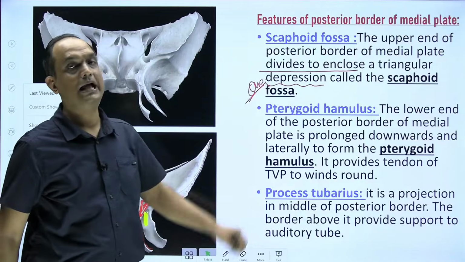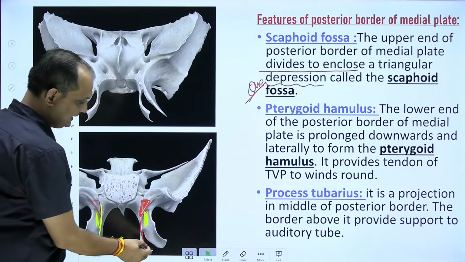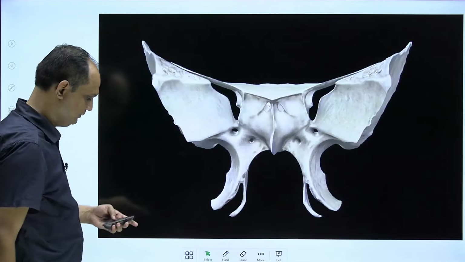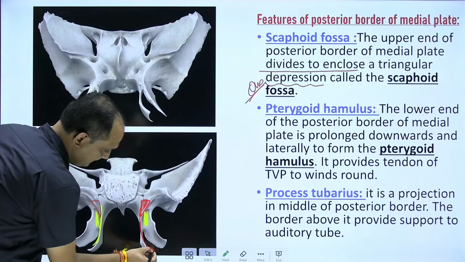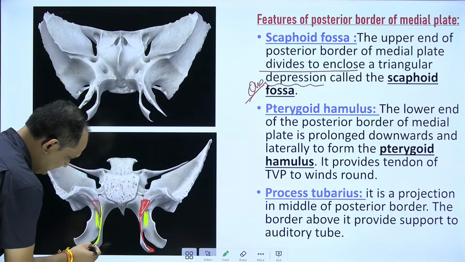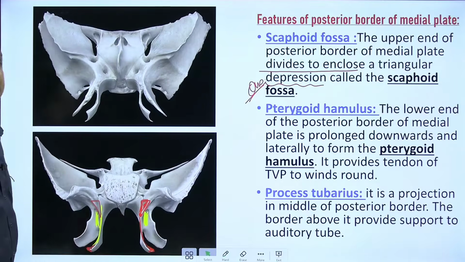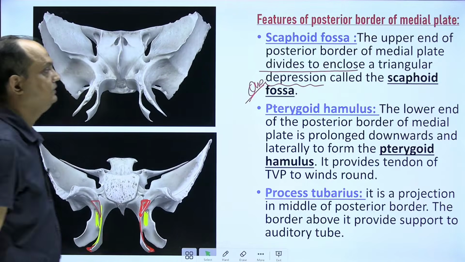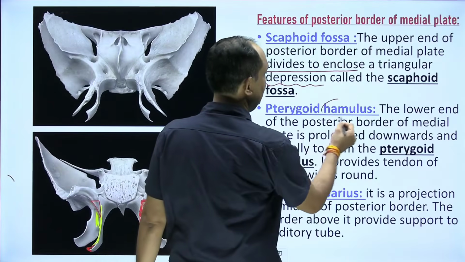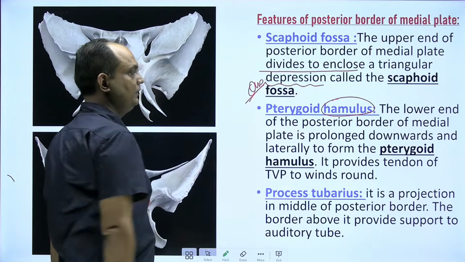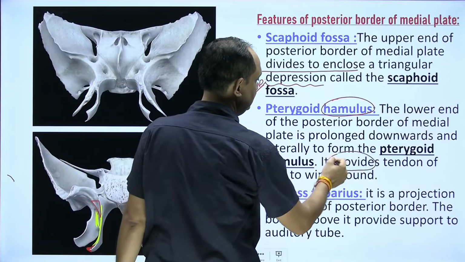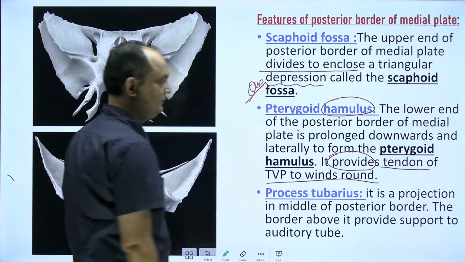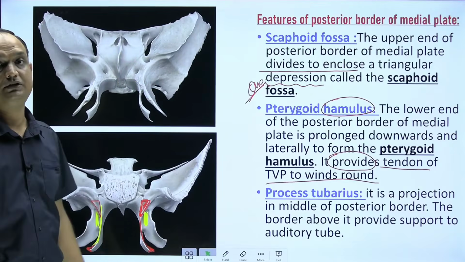What is the pterygoid hamulus? When you trace this posterior border, at the lower end you will find a very sharp spine. This sharp spine at the lower end of the pterygoid plate is known as the pterygoid hamulus, the lower end of the posterior border of the medial plate, and it allows the tendon of tensor veli palatini to wind around and change direction.